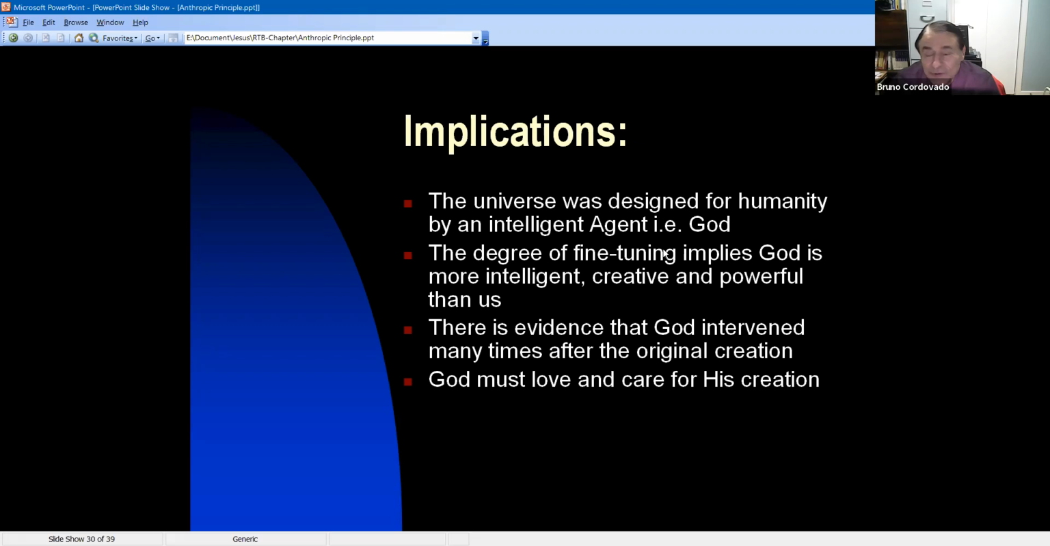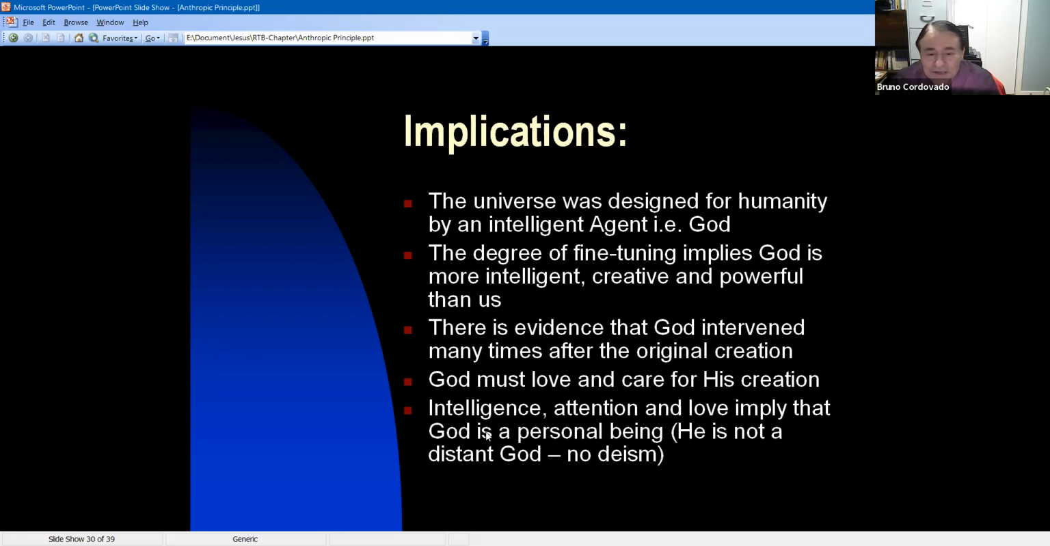And this whole process of creating and all this fine-tuning implies that God must love and care for his creation. So if you have intelligence, attention, and love, it implies that God is a personal being. He's not a distant God.